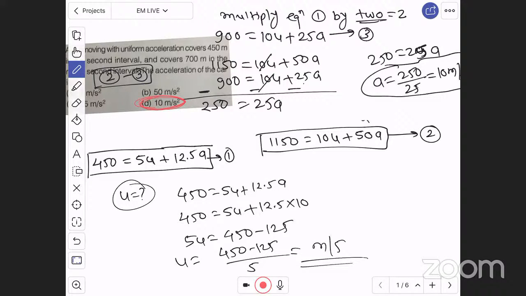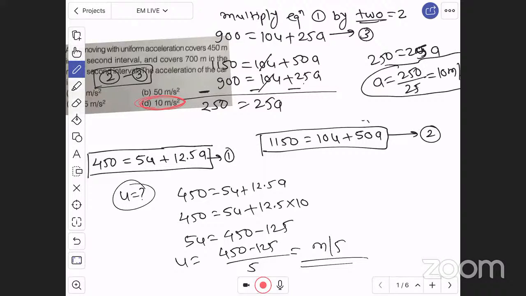Whatever may be the answer, comment me your answer in the comment box. This is how you have to find initial velocity. Now let us go for the next question. Quickly note down this and let us go for the next question.